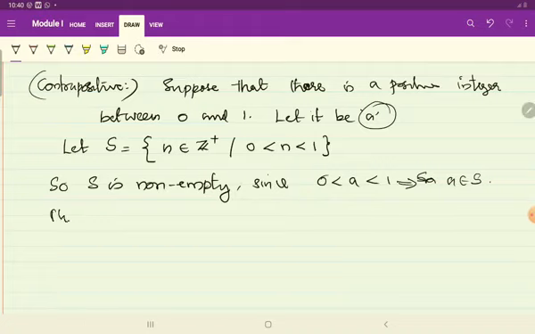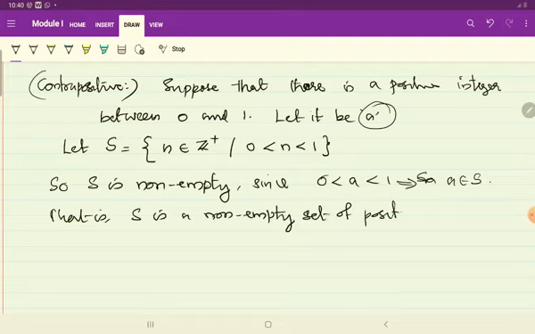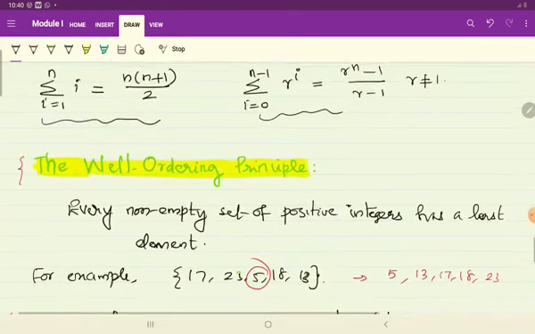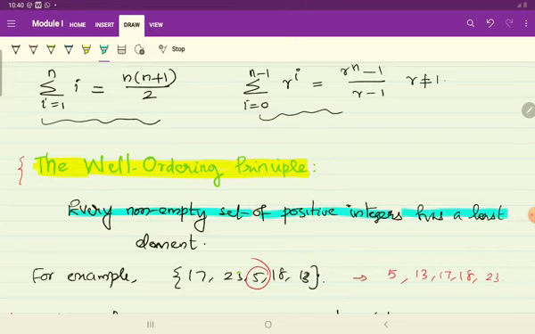That means S is a non-empty set of positive integers. What did S become now? A non-empty set of positive integers. So by the well ordering principle, now we can apply it. What was the well ordering principle? Every non-empty set of positive integers has a least element.